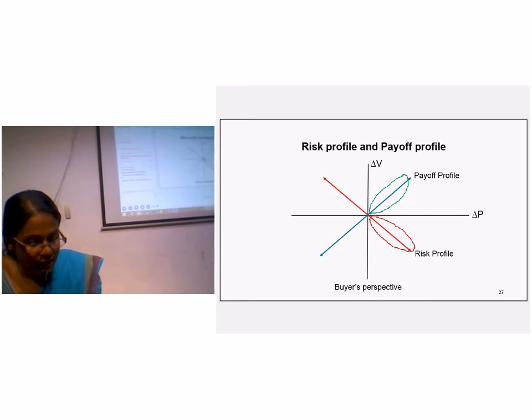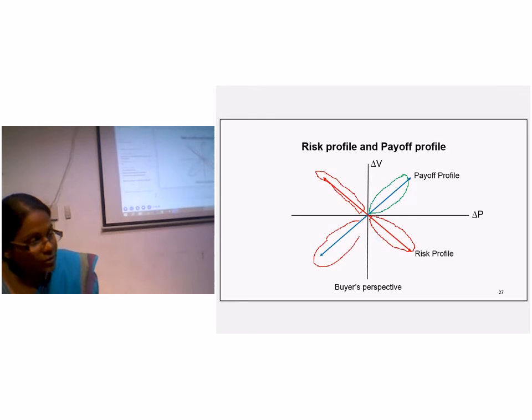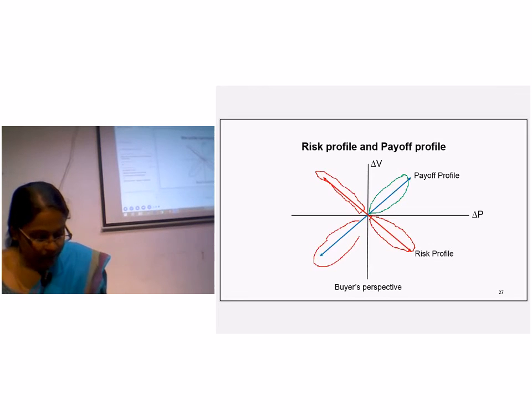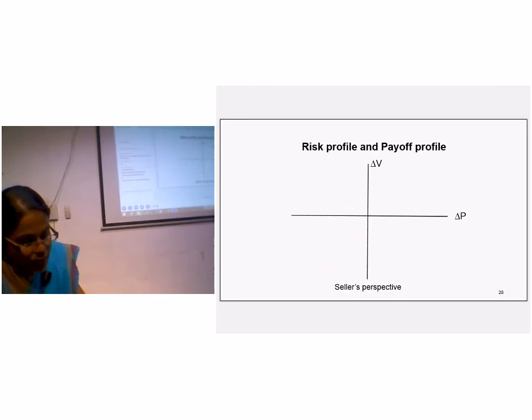Here, without the forward contract, you can see negative. It has converted to a positive one. It has converted to a negative side with the forward contract, because of this nature of the forward contract, a zero sum game, right? When one is winning, the other one is losing. Then, can you draw the seller's perspective? Risk profile and payoff profile, just try.